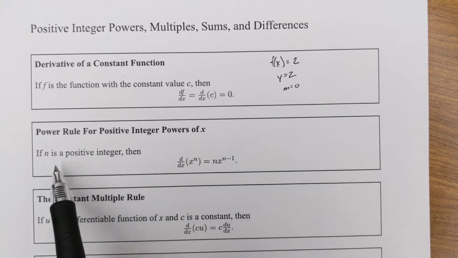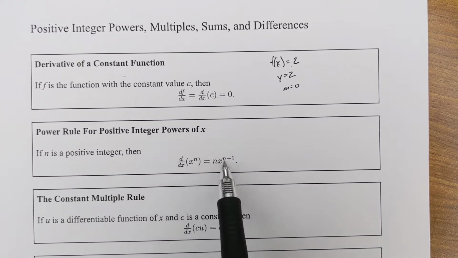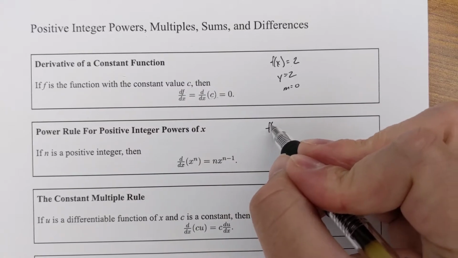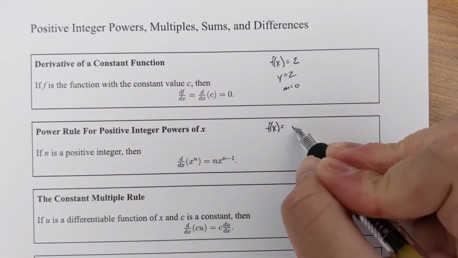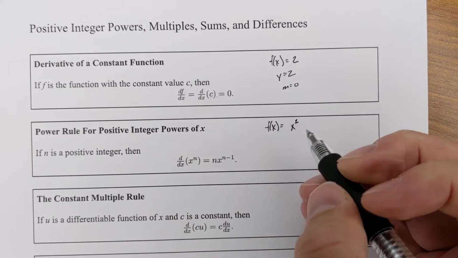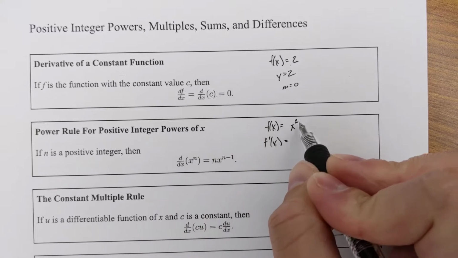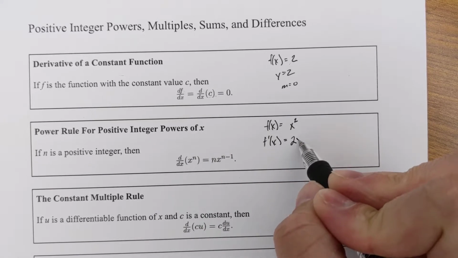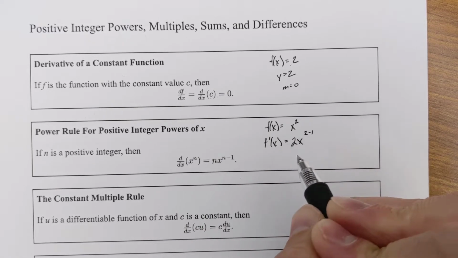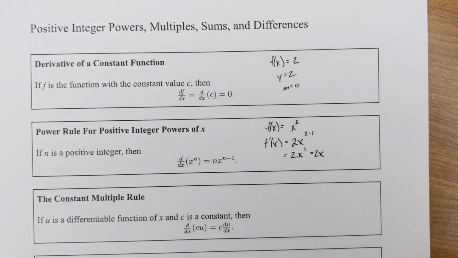The power rule: if n is a positive integer, then the derivative of x to any power looks like this. For example, if you have x squared, in this case n is 2, so f prime of x, the exponent becomes the coefficient, and then I take 1 from the exponent, so this would just become 2x to the first, which is just 2x.